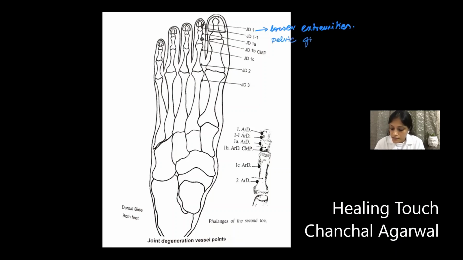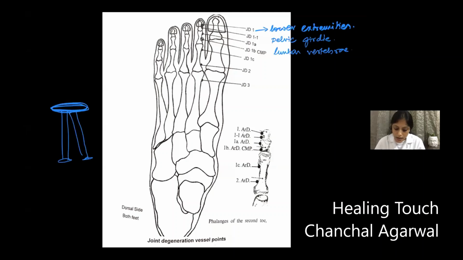पेल्विक गर्डल या हिप गर्डल. उसके थोड़ा सा और ऊपर आ जाओ, देन लंबर वर्टिब्रे. बात समझ में आई जो मैं बताना चाहती हूँ? जो JD का 1 नंबर पॉइंट है ये पैरों को ट्रीट करेगा, पैरों के ऊपर के गर्डल को ट्रीट करेगा, दैट इज हिप को ट्रीट करेगा, और यहाँ पर जो लोअर स्पाइन है उसको ट्रीट करेगा, है ना.